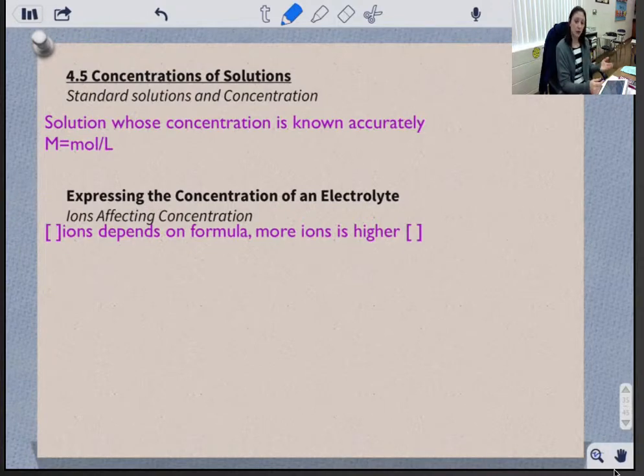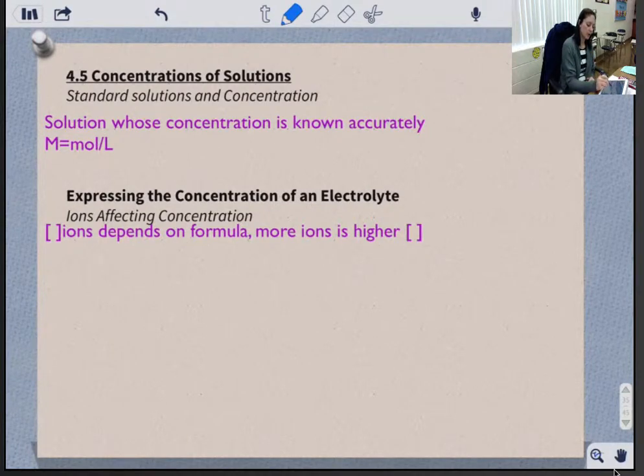When we talk about a stock solution or a standard solution, it's a solution whose concentration is known accurately. So if I'm talking about a standard, that means that's usually one solution that I made up for you. There's going to be some set molarity, okay? Now when we deal with electrolytes, we deal with these concentrations, and we looked at this before. The concentration of your ions depends on the formula. The more ions you have, the higher the concentration.